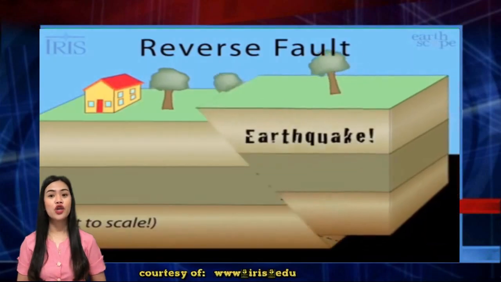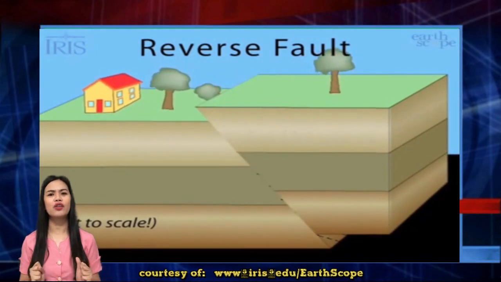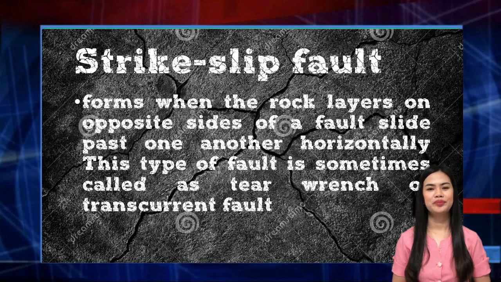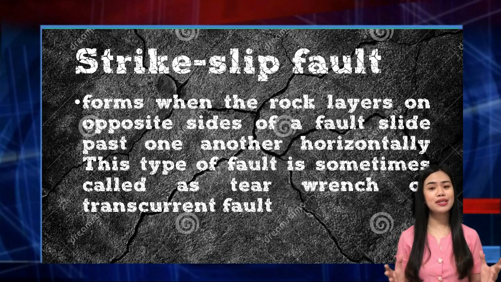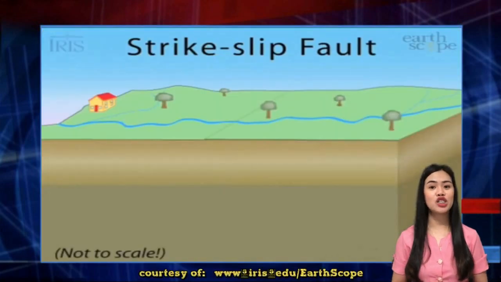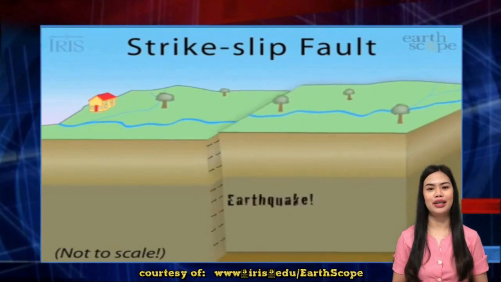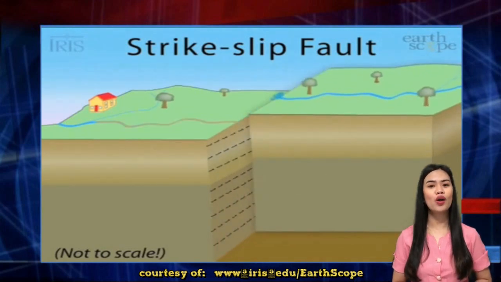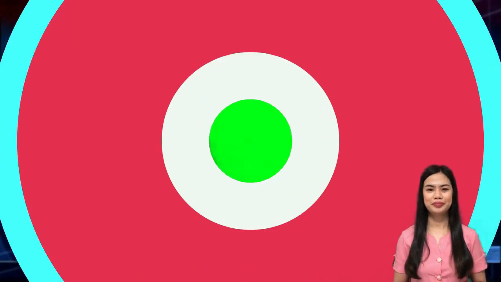The rock layers in the Earth's crust are squeezed together and the forces push one section upward in relation to the other. Strike-slip fault forms when rock layers on the opposite sides of the fault slide past one another horizontally. This type of fault is sometimes called a tear, wrench, or a transcurrent fault.